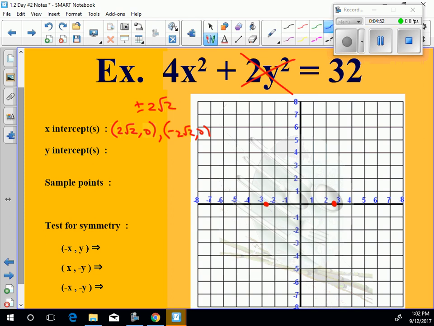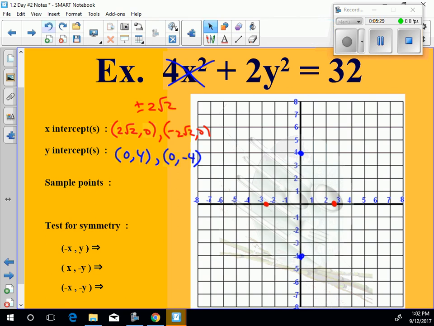Let's do the same thing for y. Get back up here, erase this red x. Now, for the y-intercept, our x equals 0. If I divide by 2, I get 16. Oh, thank goodness, because the square root of 16 is 4. So I've got two answers here: x is 0, y is 4; x is 0, y is negative 4. I've got two y-intercepts at those 2 points.